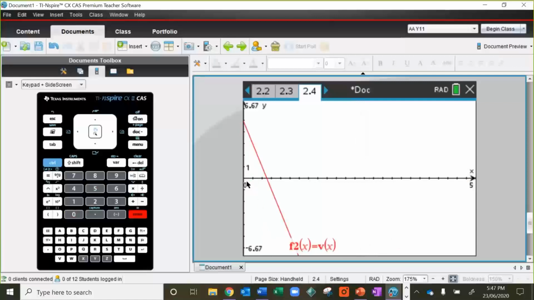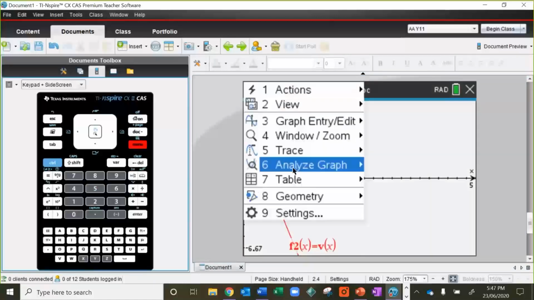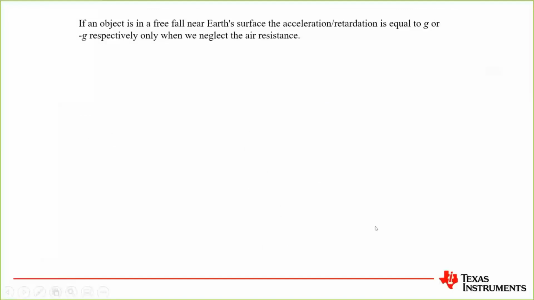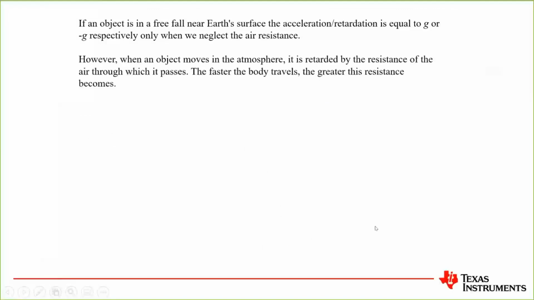Maybe not that far. And if we go menu, analyze, graph, zero, so that's our half. If we go to 1.5 minutes, the velocity changes direction, so distance is not equal to displacement in this particular question.